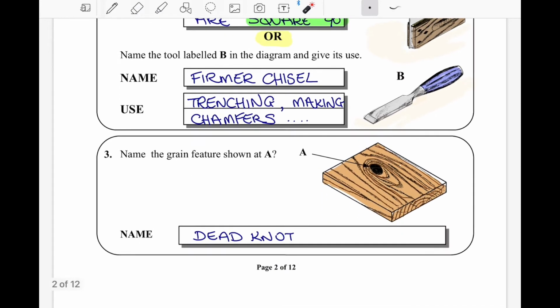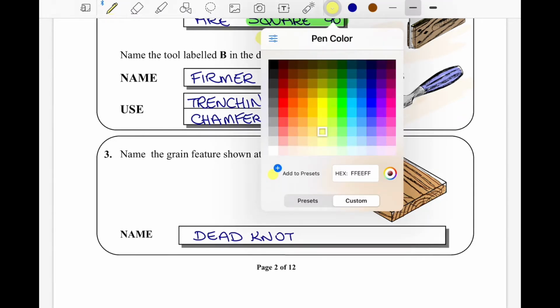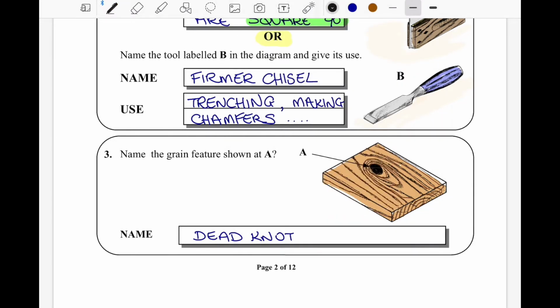Next one then, you were asked to name the feature shown at A. A lot of you would have written knot, and that would have been fine. But as a full answer, if you're thinking of being a higher level candidate, dead knot is what I would put down as the correct answer. Why is it a dead knot? Because of that black section of the knot. So a black knot or a black ring indicates a dead knot.